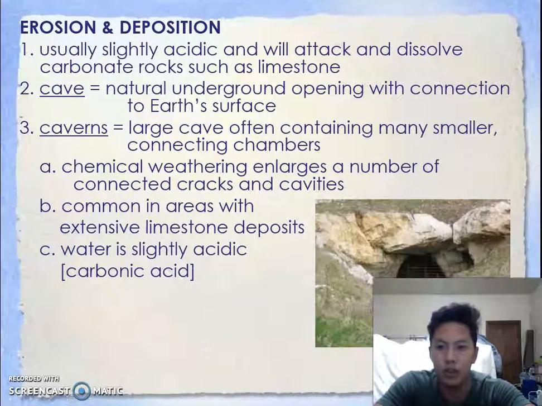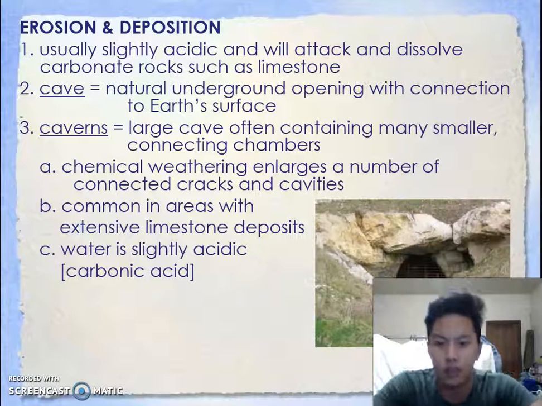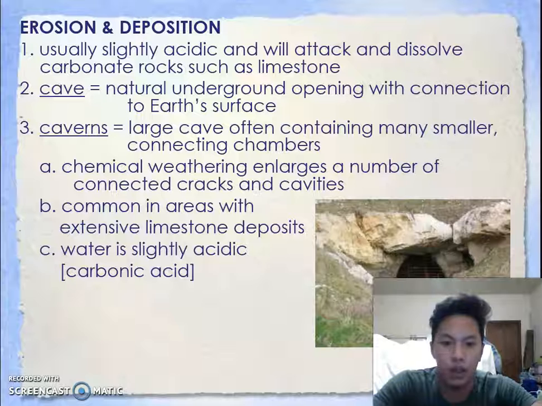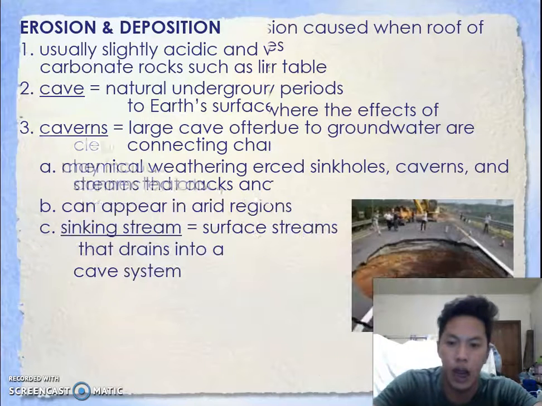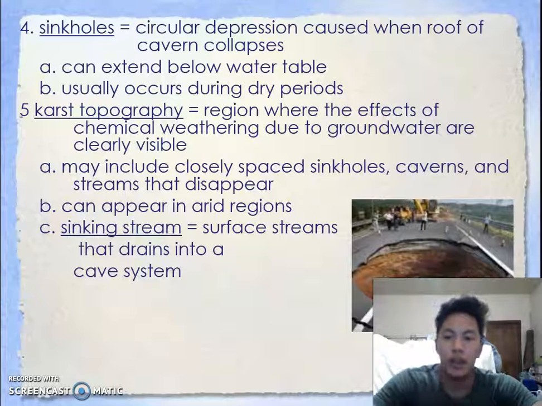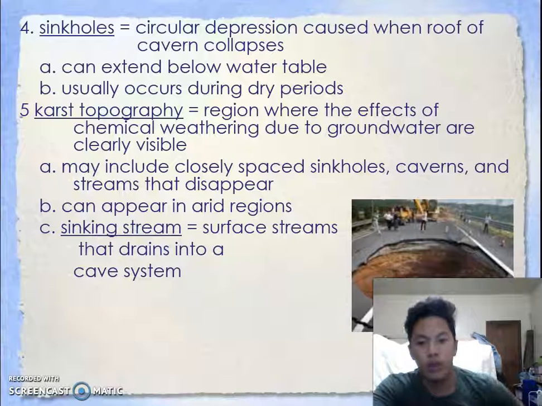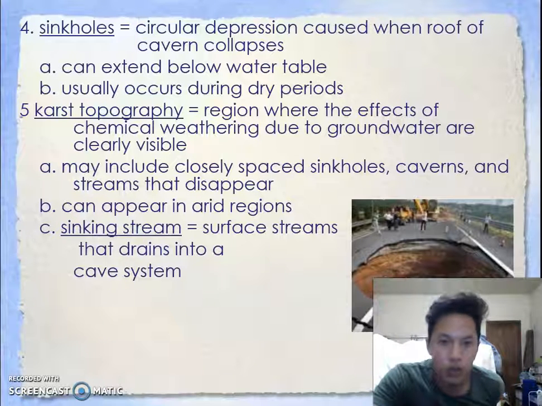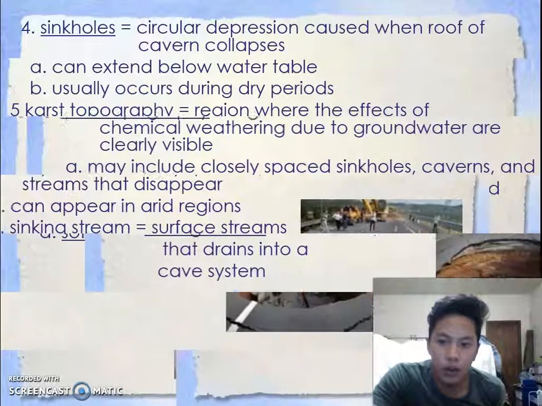Erosion and deposition. Groundwater is usually slightly acidic and will attack and dissolve carbonate rocks such as limestone. Cave. A natural underground opening with connection to Earth's surface. Caverns. Large caves often containing many smaller connecting chambers. Sinkholes. A circular depression caused when the roof of a cavern collapses. Karst topography. A region where the effects of chemical weathering due to groundwater are clearly visible.